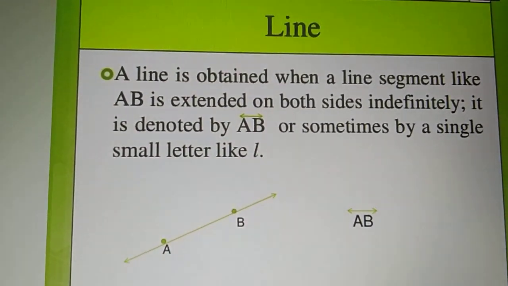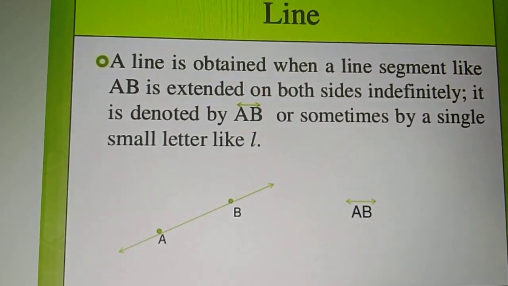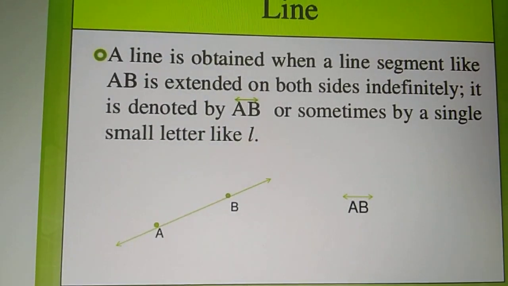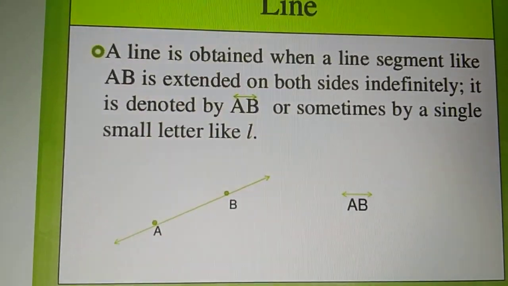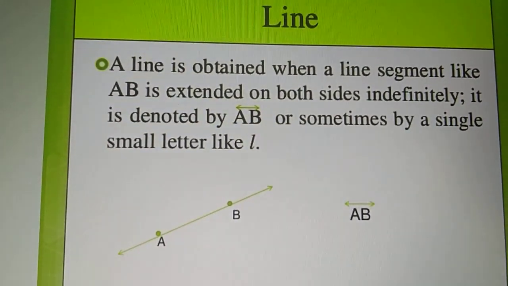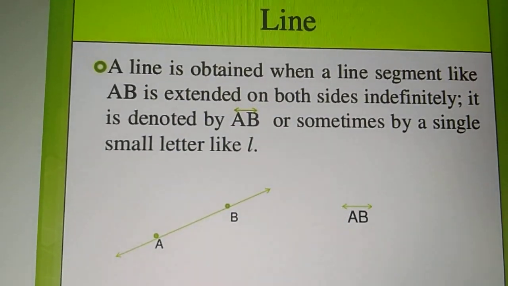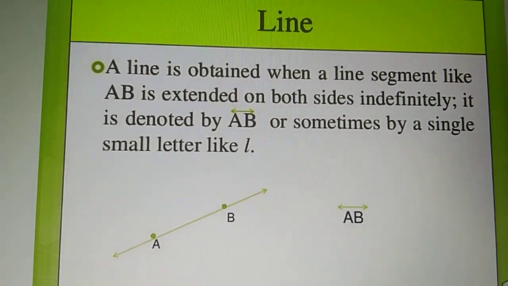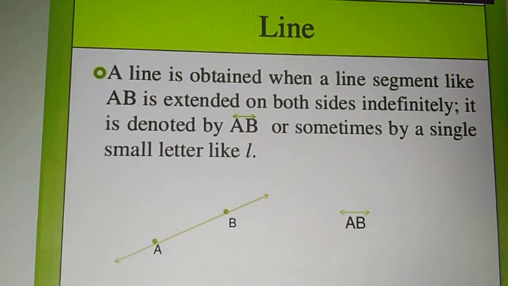What is a line? A line is obtained when a line segment like AB is extended on both sides indefinitely. It is denoted by AB or sometimes by a single small letter like L. As you can see, students, on the line points A and B are joined, and on both sides we are extending the line. We can show it by AB with an arrow above it on both sides. A line with arrows on both sides means it can be extended on both sides. This is a line.